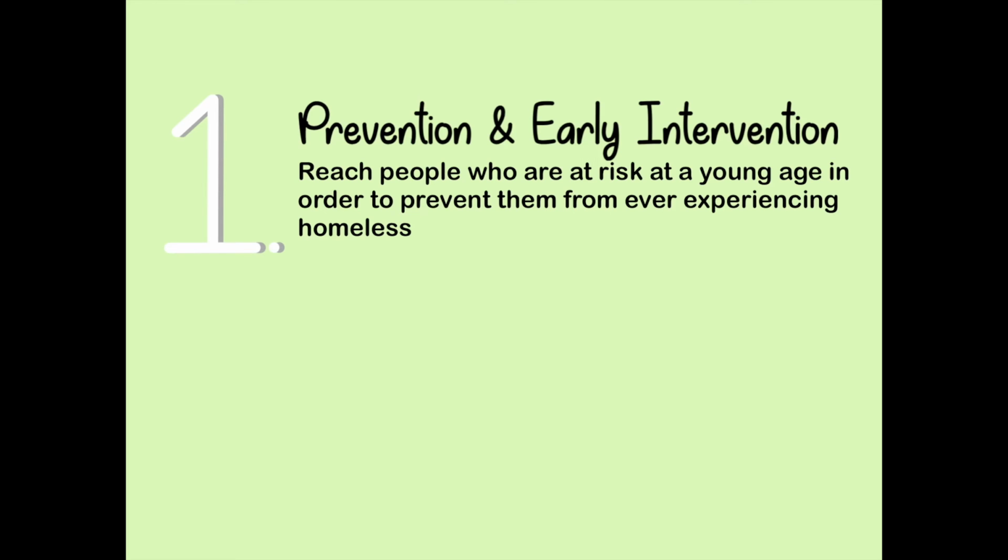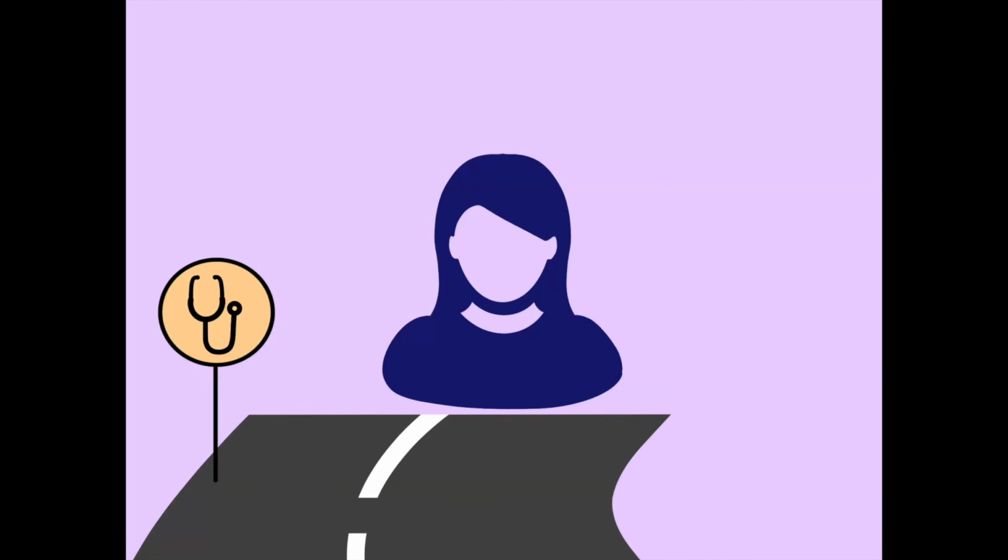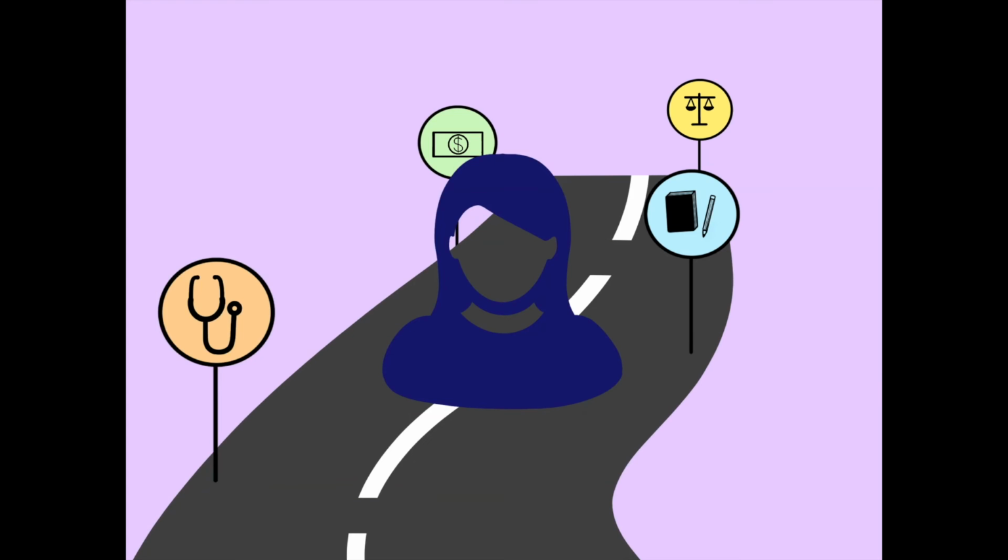According to their website, they have a 2-step plan of action. 1. Prevention and early intervention. Reach people who are at risk at a young age in order to prevent them from ever experiencing homelessness. And 2. Rapid response to crisis. Ensure the community has the resources and tools to respond rapidly and effectively for youth already experiencing homelessness. They strongly believe that ending youth homelessness starts with preventing homelessness from ever occurring, so the faster crisis response systems can identify and match a young person with developmentally appropriate, trauma-informed services, the sooner that young person can get back on the path towards stability.